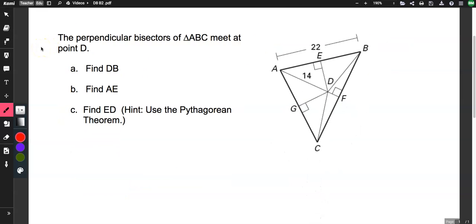It says the perpendicular bisectors of triangle ABC meet at point D. So here's point D. Remember, perpendicular means they form a 90-degree angle. Here's our symbol. Bisector means it's cut into two equal parts. So here's our perpendicular bisectors, each one. And this point D we haven't really talked about yet, but it actually is pretty important. That point right there is called the circumcenter.